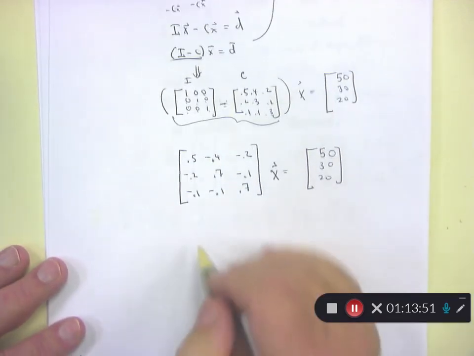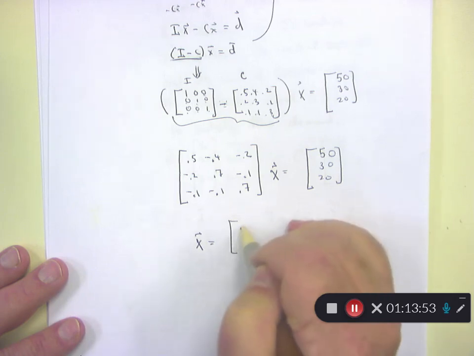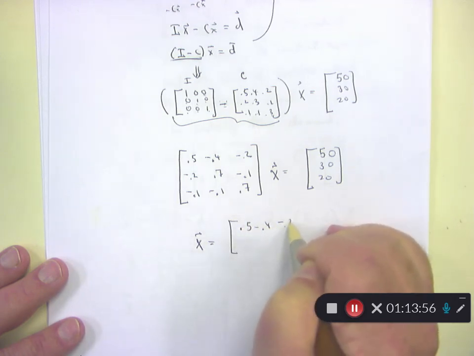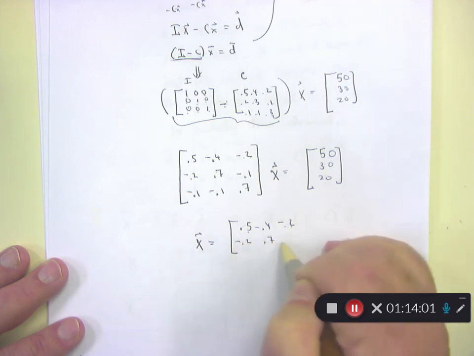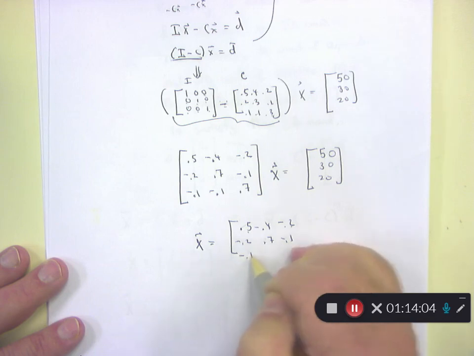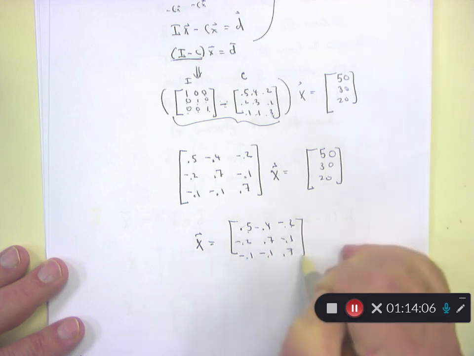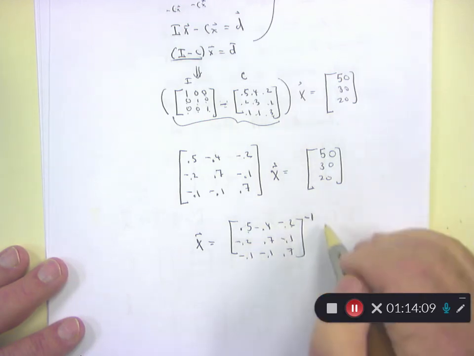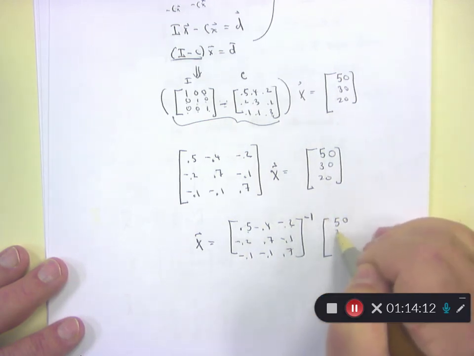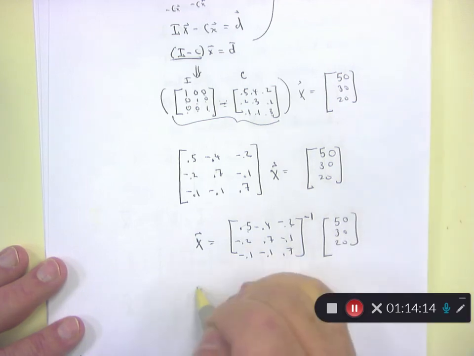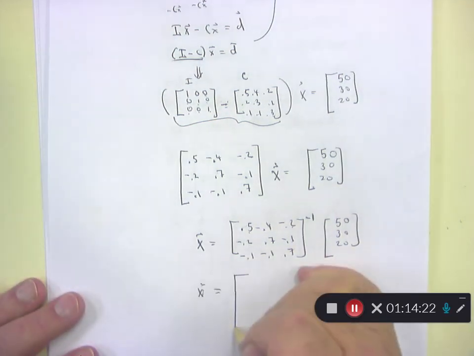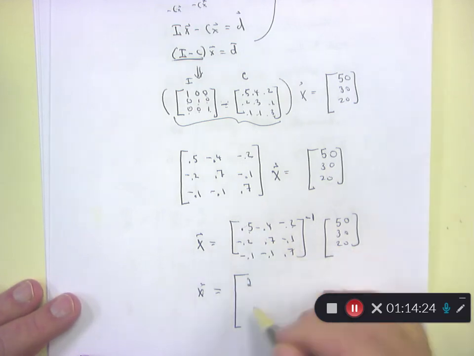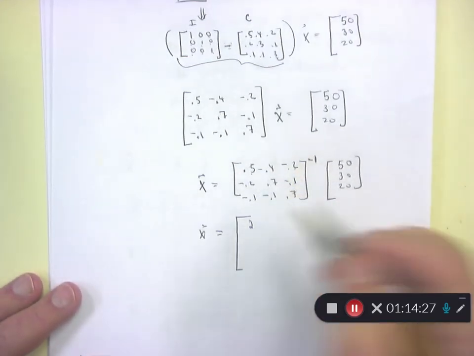So to solve for X, you take 0.5, 0.4, negative 0.5, negative 0.4, negative 0.2, negative 0.2, 0.7, negative 0.1, negative 0.1, negative 0.1, and 0.7. Inverse of this, times 50, 30, 20. Okay? And if you do that, you'll end up getting this. And again, I'm skipping some steps because honestly, with this kind of inverse, I would do it on the calculator.